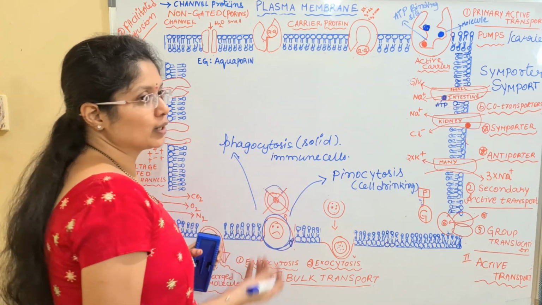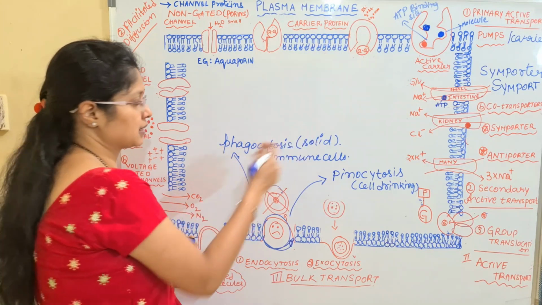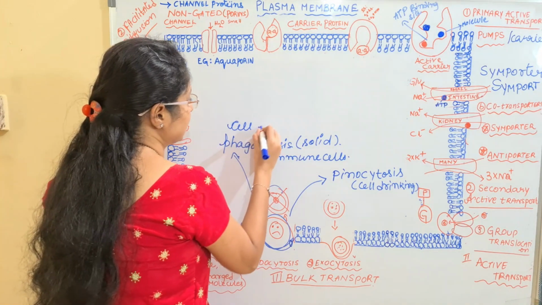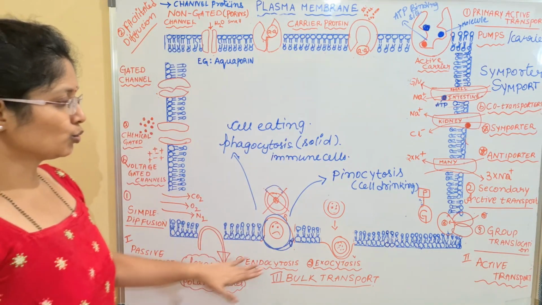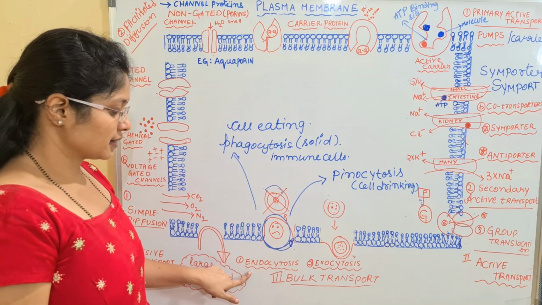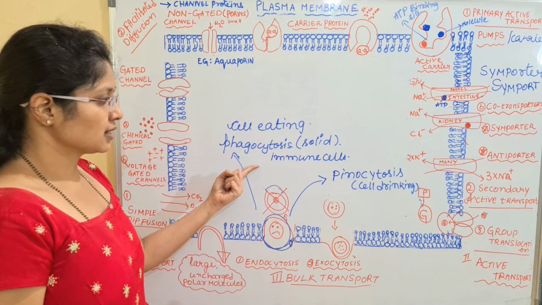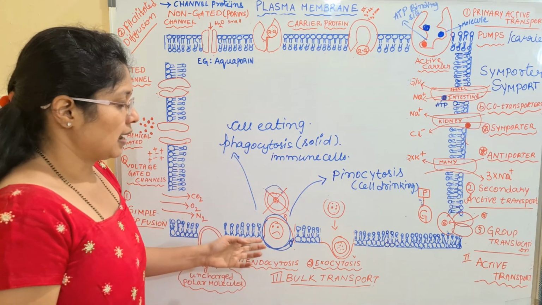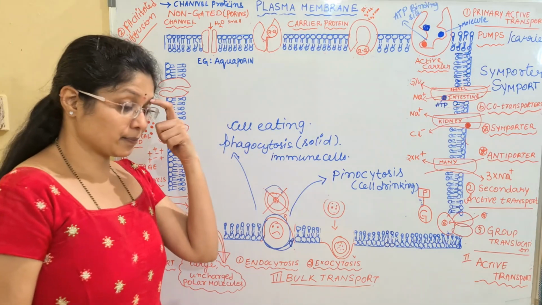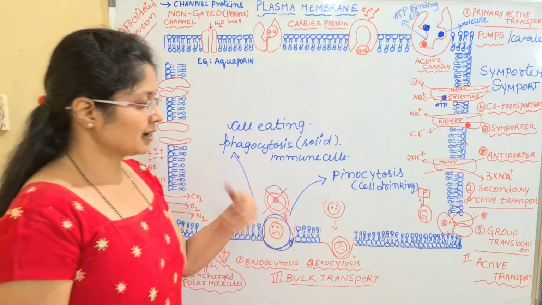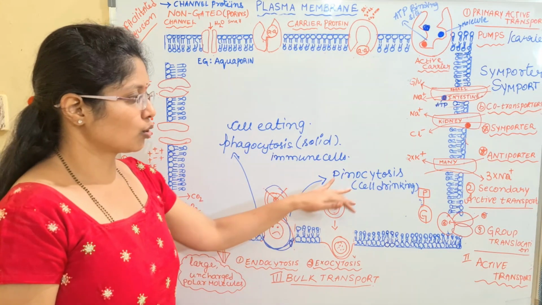Okay, so what will the cell do? It will eat. Why? Because it is a solid substance. We call it cell eating. And so these are the two types of endocytosis mechanisms. Endocytosis means cell eating. Phagocytosis is mainly seen in the immune cells, and it can also be cell drinking, where a fluid substance, if it is engulfed, we call it pinocytosis or cell drinking.